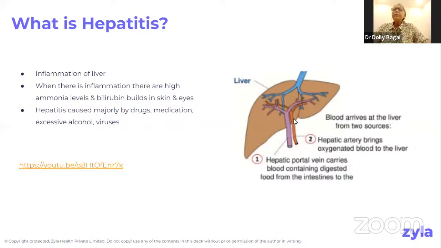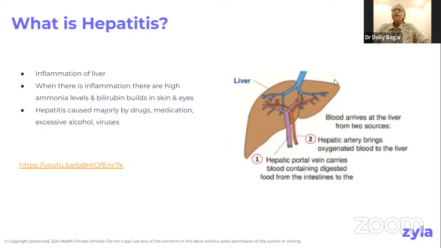And when there is inflammation, there are high ammonia levels because the liver is not functioning, and therefore it is not able to break down the ammonia and it builds up in the blood. Bilirubin, again a waste product which is excreted by the liver, builds up in the skin and the eyes because excretion is hampered. Hepatitis occurs majorly by various drugs, be it allopathic, Ayurvedic, or herbal. Many preparations cause insult and injury to the liver.